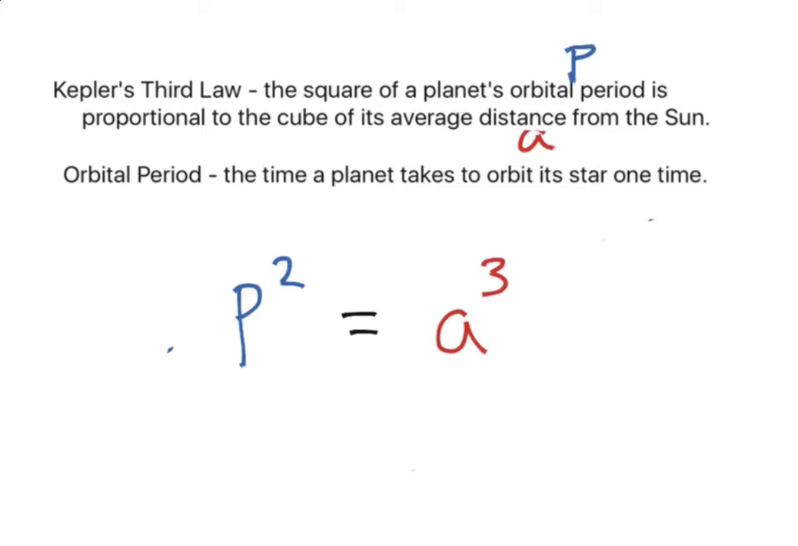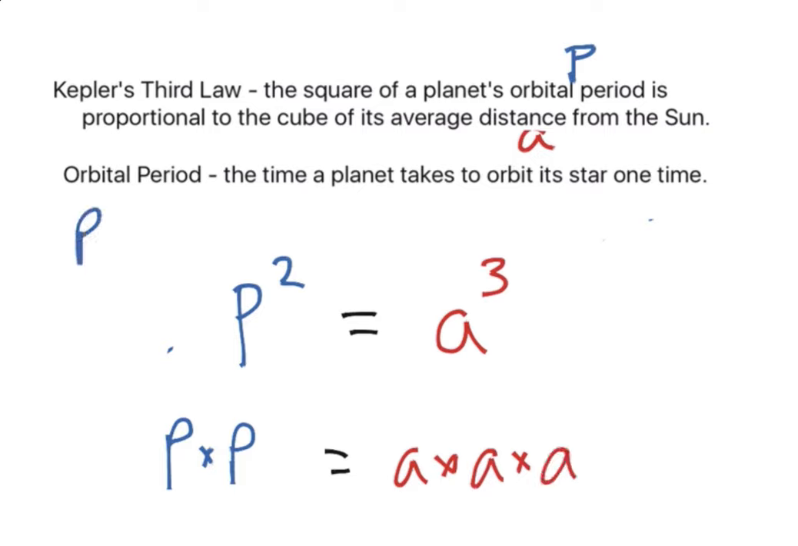Now we can make this easier to look at. P squared is just P times P, and A cubed is just A times A times A, 3 A's. Now P has to be expressed in the units of years, and A has to be expressed in the units of astronomical units. You cannot use any other units in this equation.